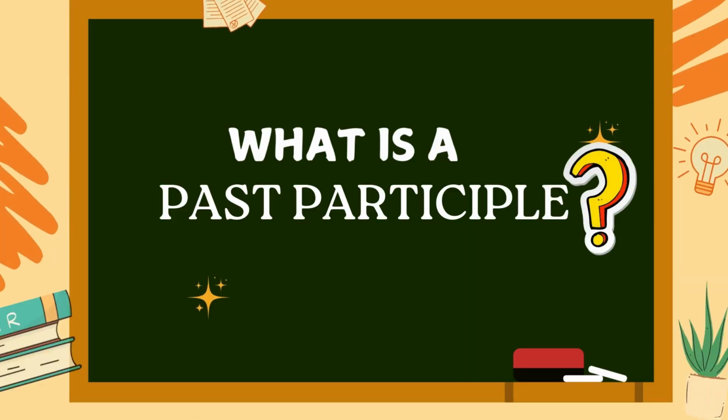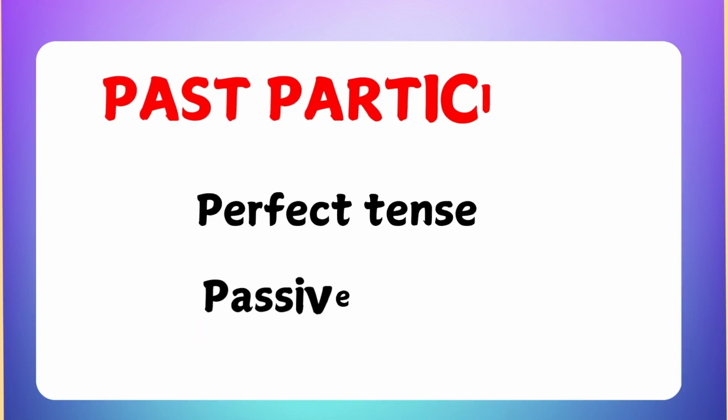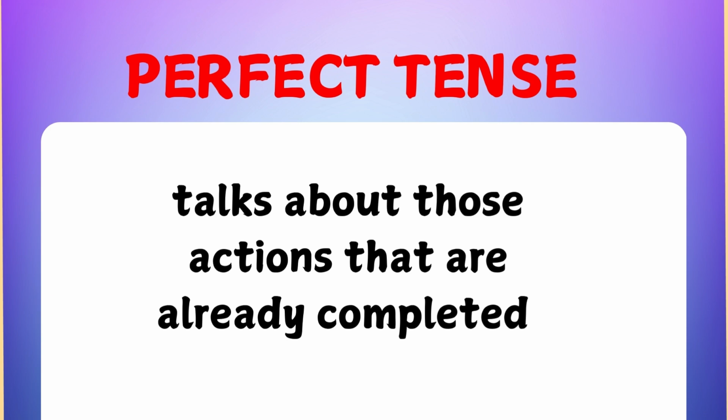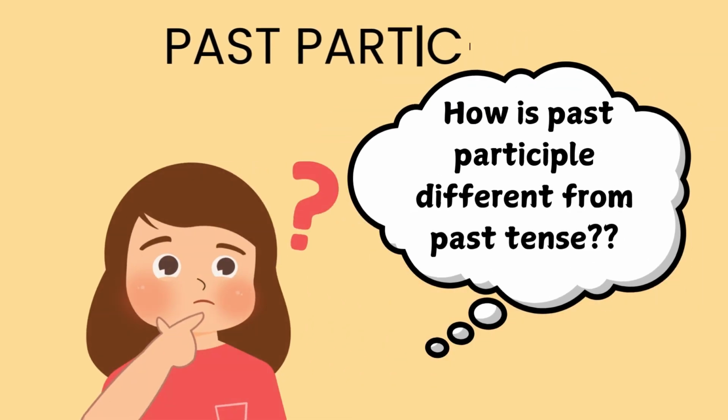Let's get started. A past participle is a form of verb that is used when speaking in a perfect tense or in a passive voice. A perfect tense describes actions that have already been completed, while a passive voice describes actions that are performed on the subject. How is the past participle different from the simple past tense?